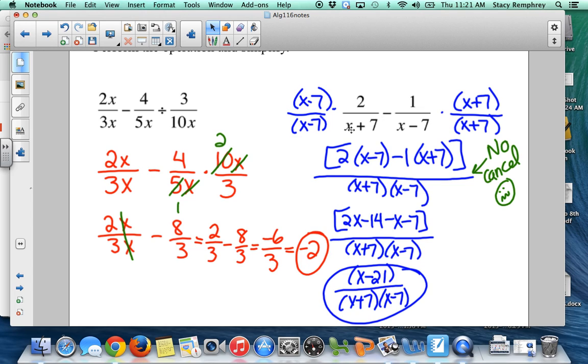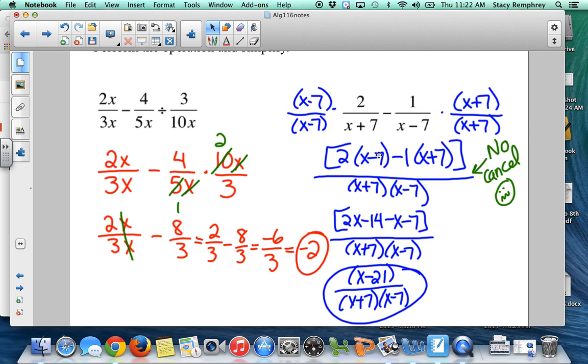All right, in this one, x plus 7, x minus 7, there's not anything I can do to make those common, so I'm going to multiply one by the other. You can see here, there's the common denominator. They both had an x minus 7, x plus 7 denominator. On the top, I have 2 times x minus 7 minus 1 times x plus 7. At this step, I just distributed the 2 and the -1.